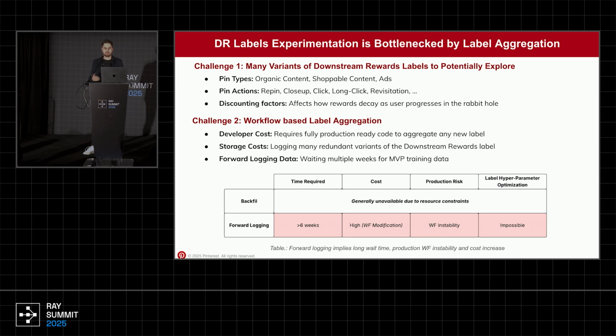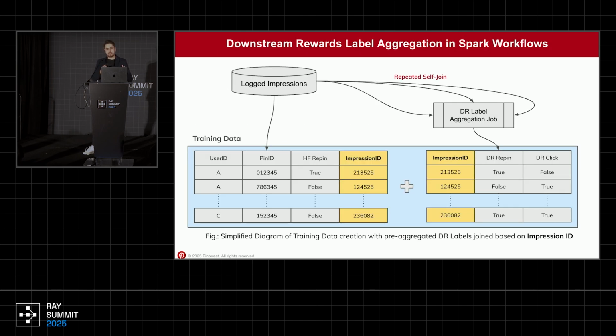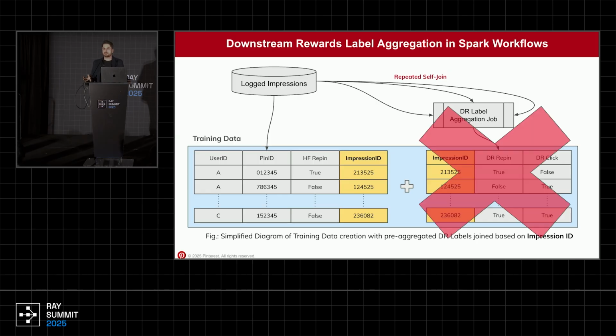It used to take multiple weeks. So I just wanted to show this simplified figure where assume we log all impressions across the Pinterest surfaces. From that, we derive our training data for the home feed ranker. But we also had to do this repeated self-join, which is then fed into the DR label aggregation job to derive a subset of these downstream rewards labels that are then joined back onto the training data using impression ID. And we really wanted to get rid of this because this is difficult to maintain, it's expensive, and it's slow.